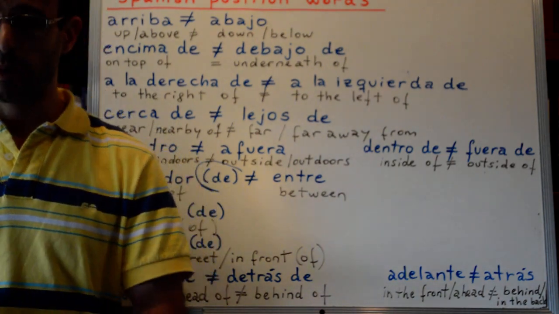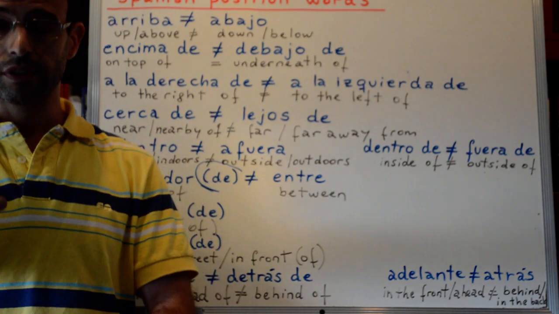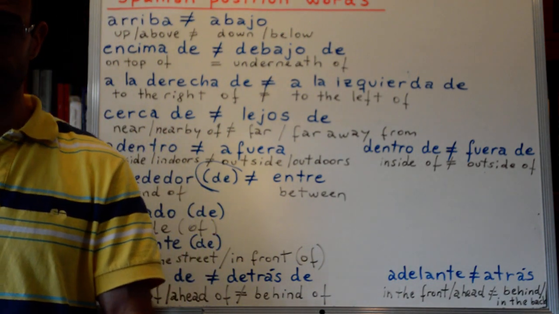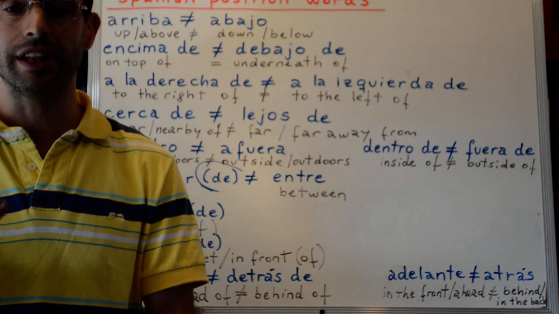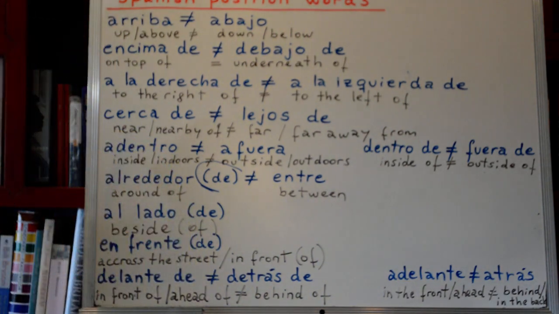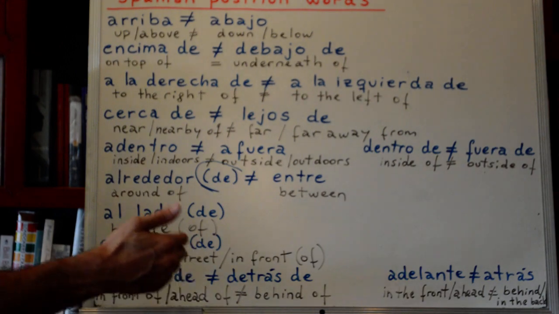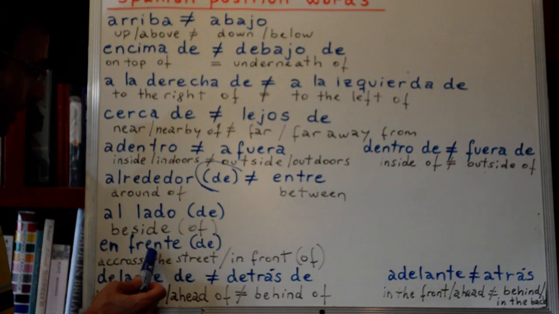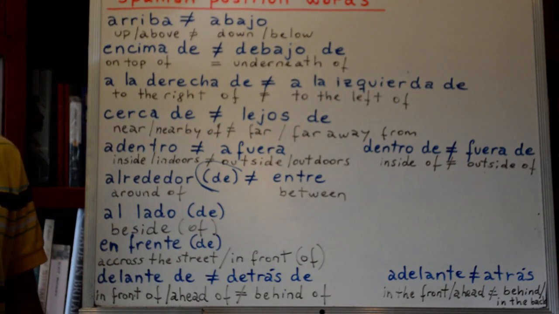And also, when somebody is in front of us, él está enfrente. He is in front of me. Él está enfrente, enfrente de mí. Right? Enfrente de mí, in front of me. Or simply, enfrente, in front. Okay?